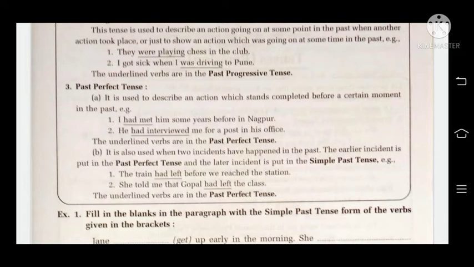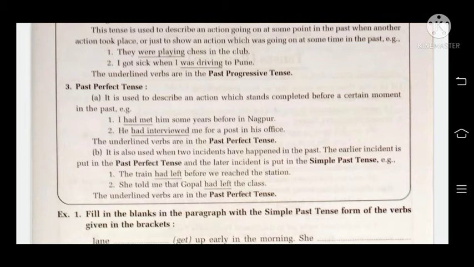Now the example, first is, I had met him some years before in Nagpur. So that happened, but it is in a past time. So this is called past perfect tense. Now the second one, he had interviewed me for a post in his office. So interviewed is related to the third form of the verb. We use the helping verb had and the third form of the verb to frame the sentences. You can see here the underlined words reflect that this sentence belongs to the past perfect tense.